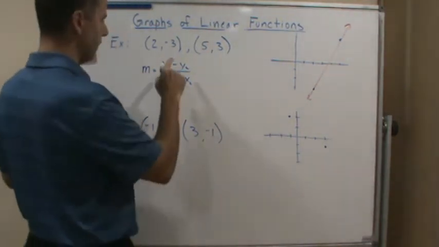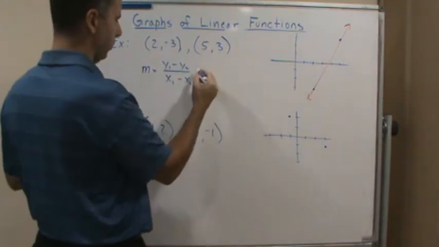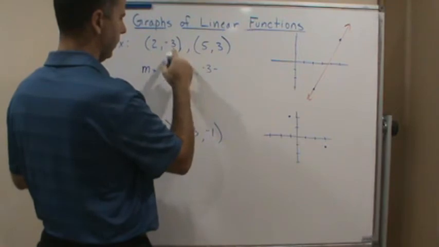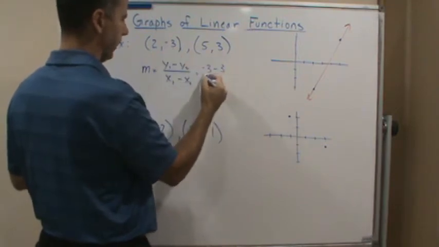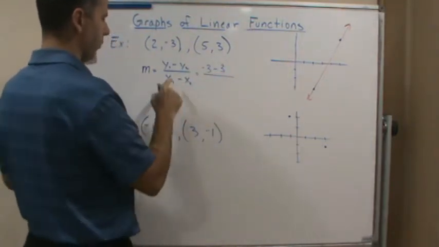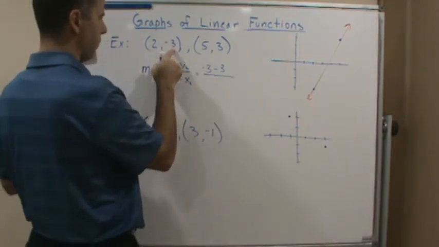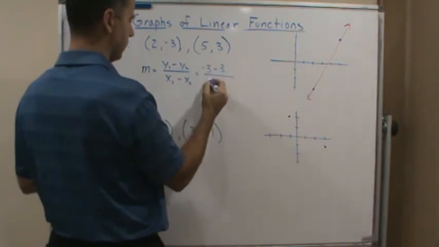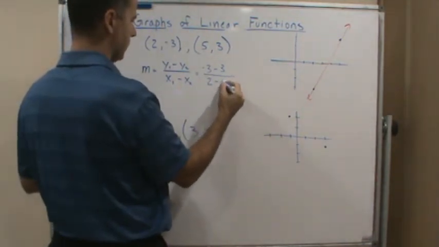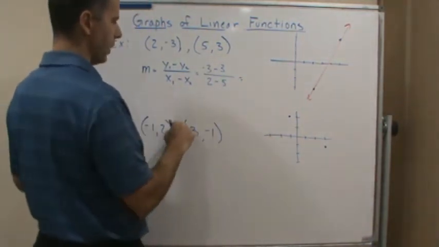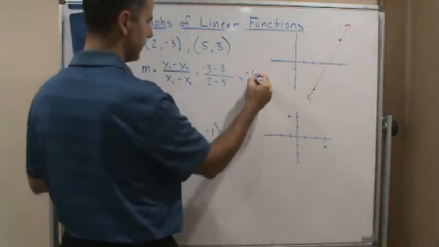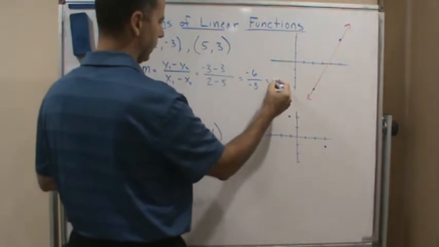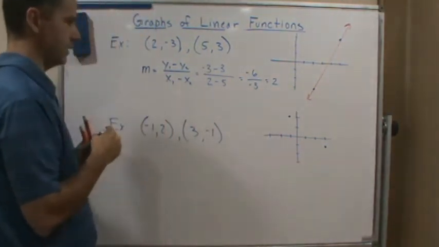So if we make this y1 and this y2, then we're going to subtract -3 minus 3. And then we're going to subtract x1, x2. So if this is y1, this has to be x1. So x1 minus x2, so that'd be 2 minus 5. If we subtract the top, we get a -6, and if we subtract the bottom, we get a -3. And we get a slope of +2.